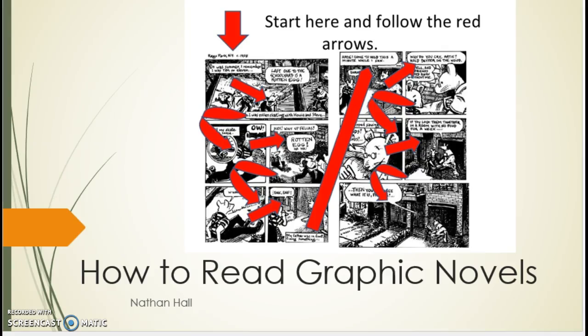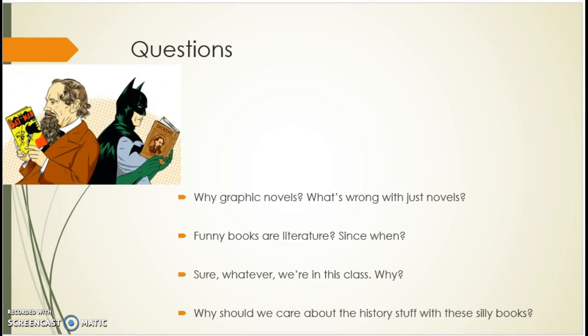Welcome to our class on how to read graphic novels. The big thing here is not so much these arrows, it's more the terminology I want everyone to be familiar with, so we can standardize the way we discuss things, the way we talk about the motion, the way we talk about the lessons of the book itself.